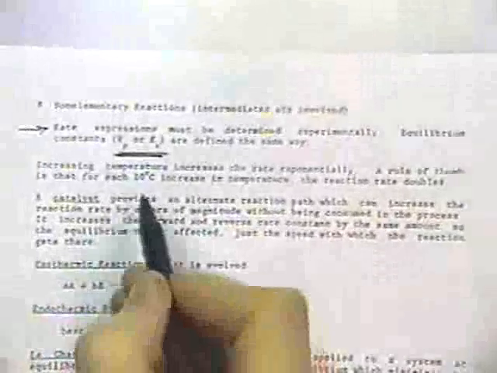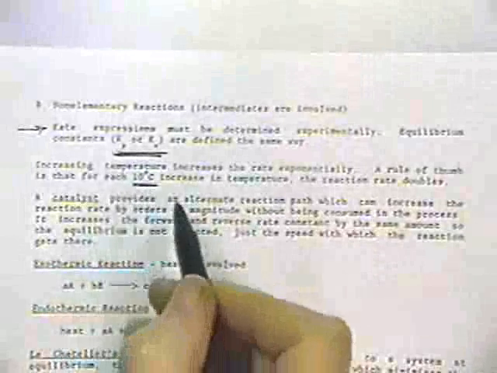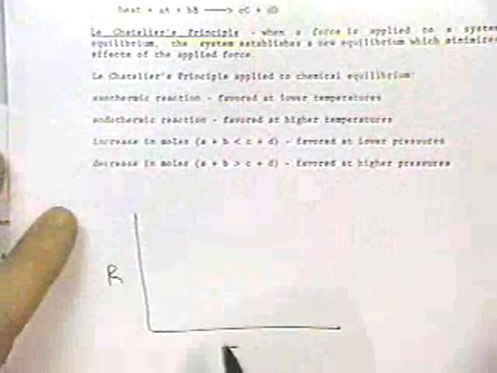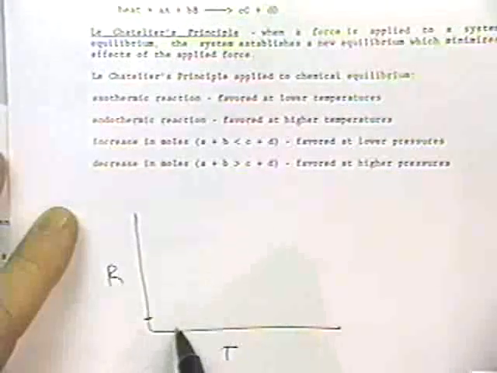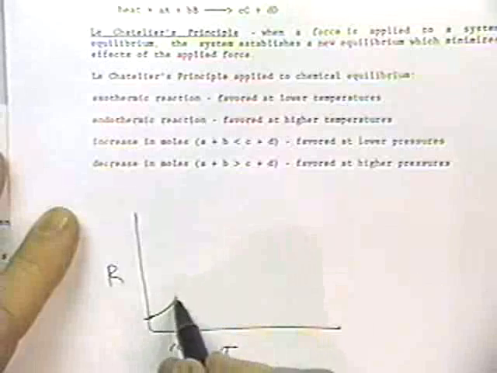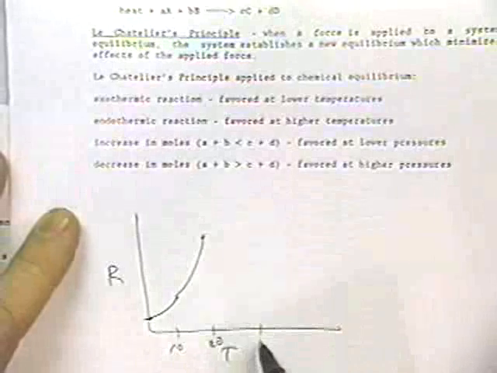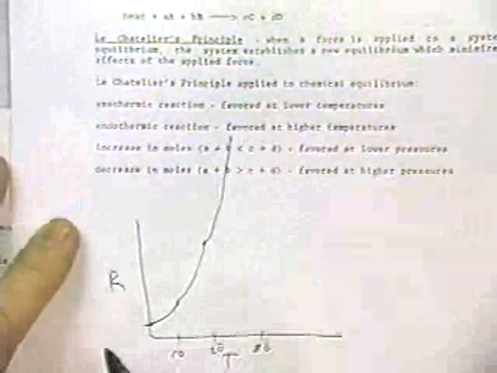Now, some other things to be aware of with reactions are that when you increase the temperature by about 10 degrees Celsius, the reaction rate typically doubles. So if this is the rate of reaction as a function of temperature, here it is at cold, I increase it by 10 degrees, I double it, I increase it another 10 degrees, I double it again, another 10 degrees, I double it again. What you see is you can have reactions go explosively or exponentially as you increase the temperature.